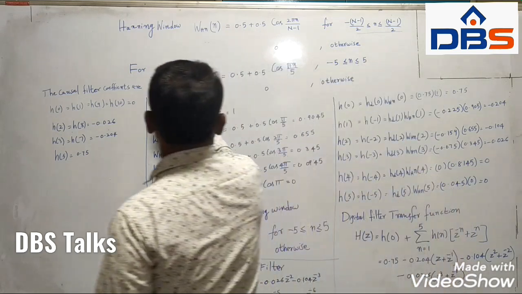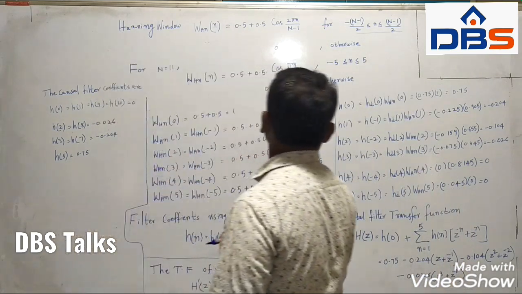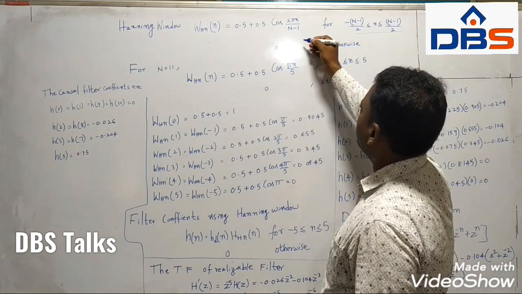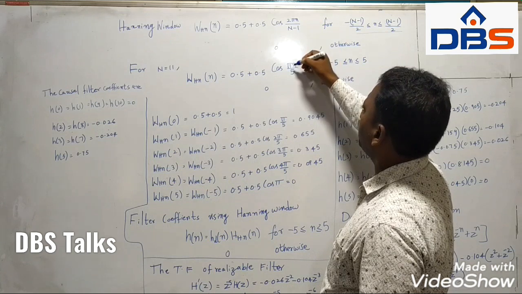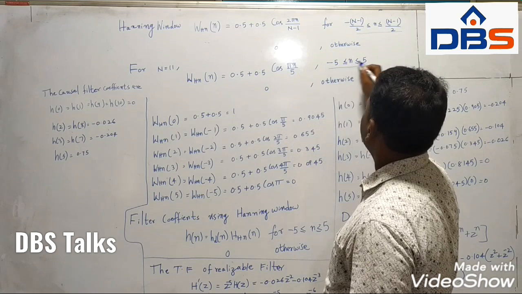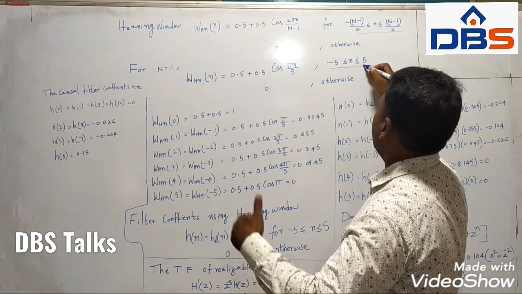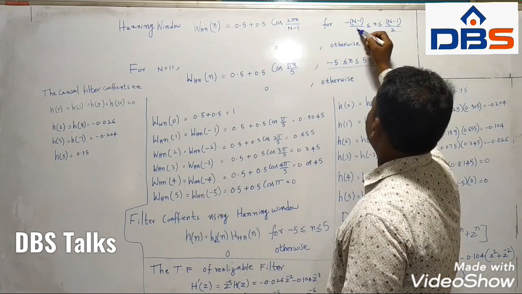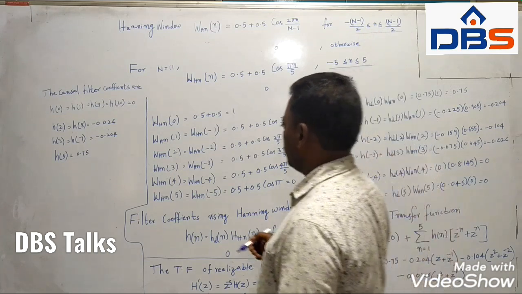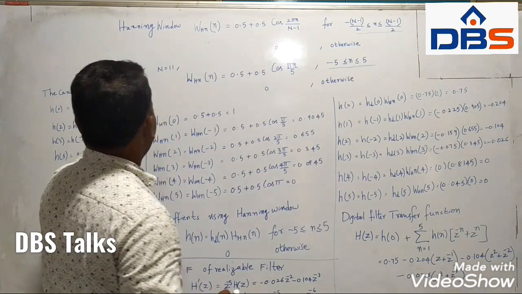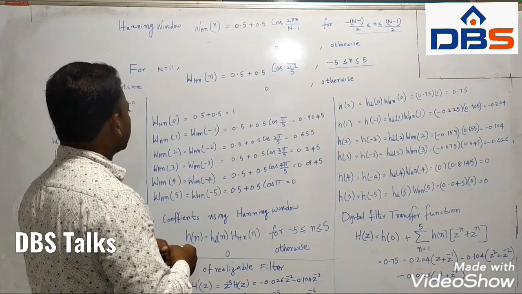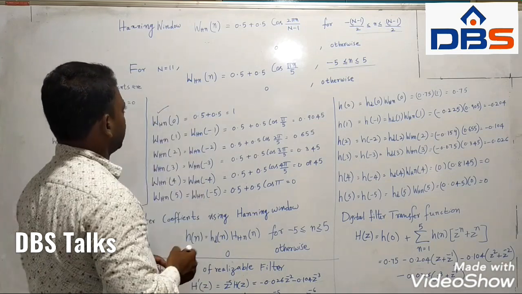For N equal to 11, what will you get? N minus 1 is 10, so 2 pi n by 10 gives pi n by 5. This is between the range from minus 5 to plus 5, because N is 11, so (11 minus 1) by 2 is 5, giving minus 5 to plus 5. Now for different values of n, you calculate these Hanning window coefficients.